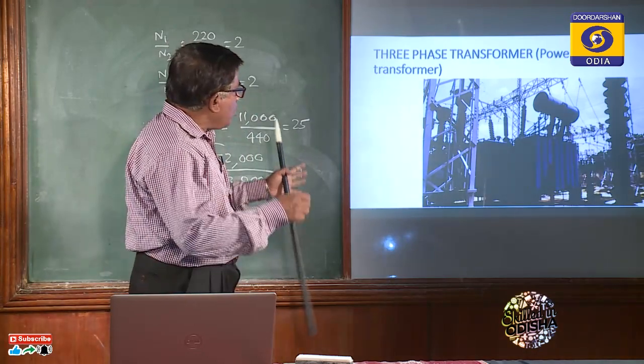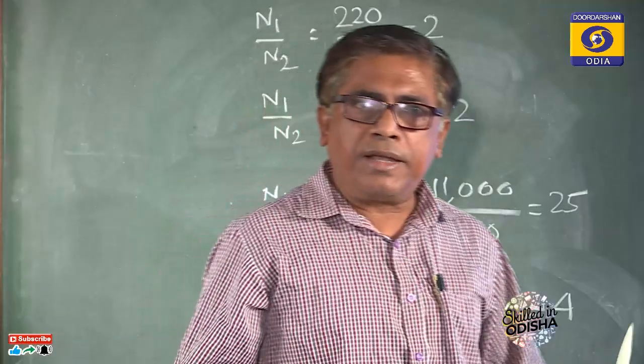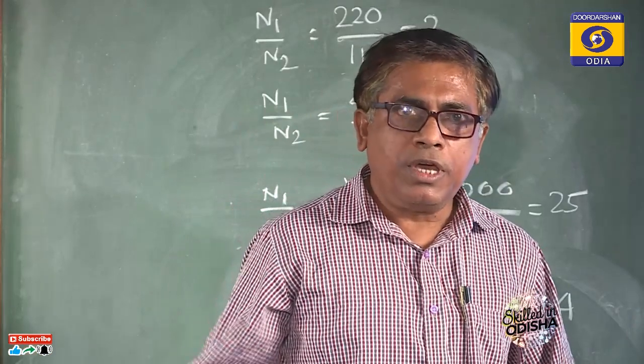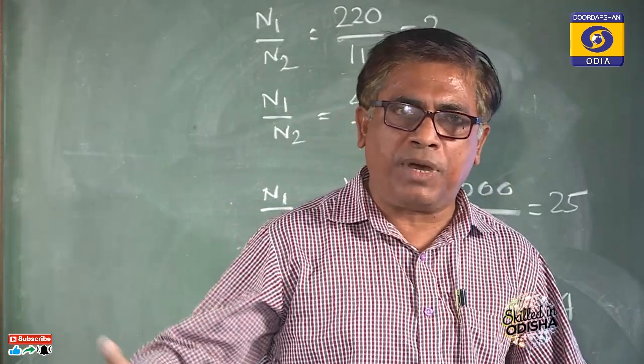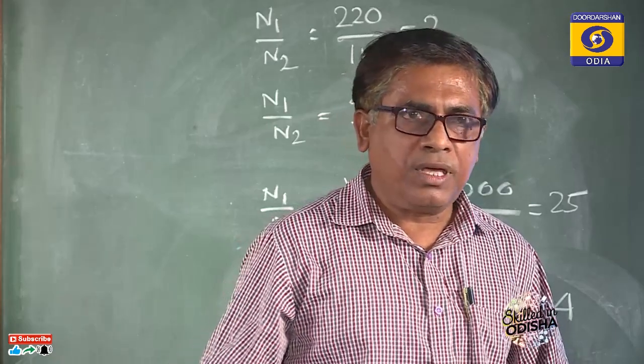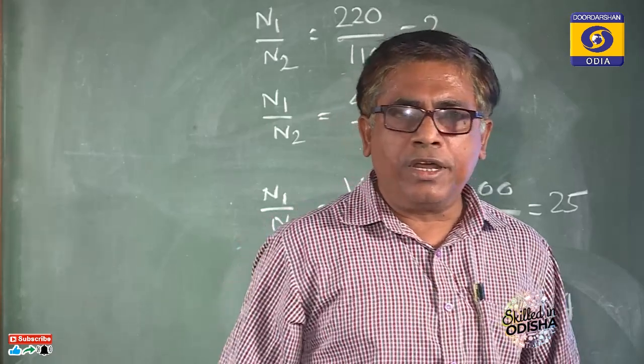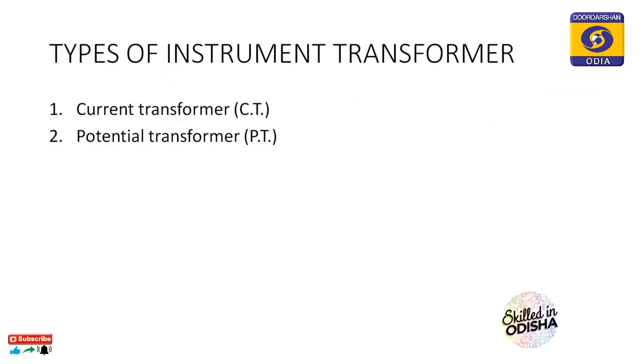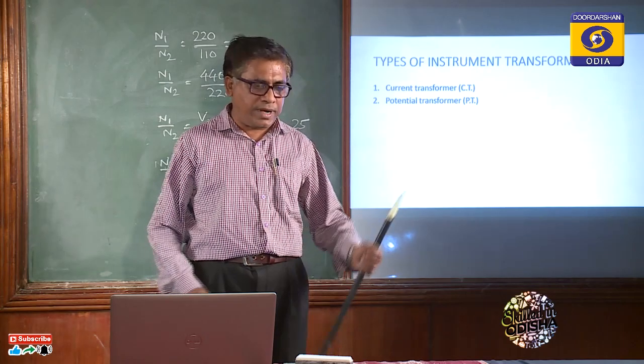So what have we marked? Now the transformation ratio K in the laboratory is 2. In the distribution transformer in the campus, it is 25. In the Kotak grid, it is 4. Fine. Now today I will discuss the instrument transformer.